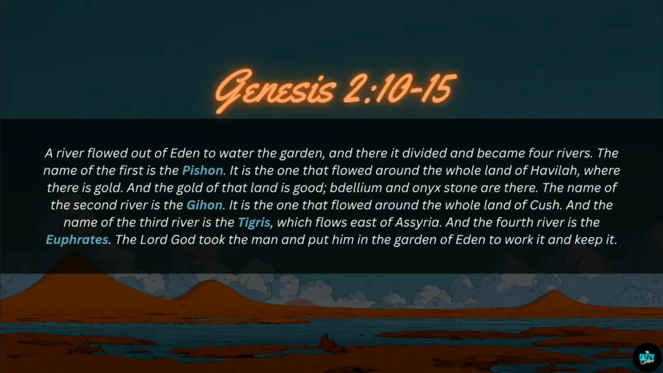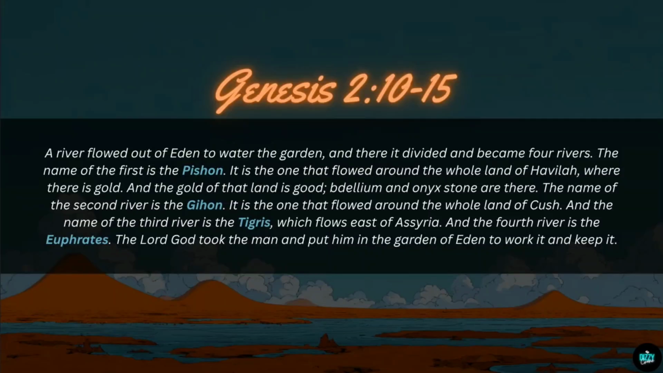So we're reading from Genesis chapter 2, verses 10 through 15. And it says, "A river flowed out of Eden to water the garden. And there it divided and became 4 rivers." So at this point in history, it hadn't rained yet. And because there was no rain, God created a watering system using 4 rivers to water the Garden of Eden.